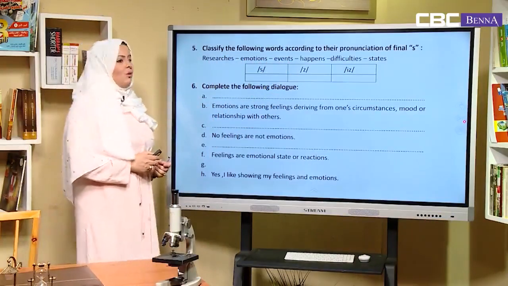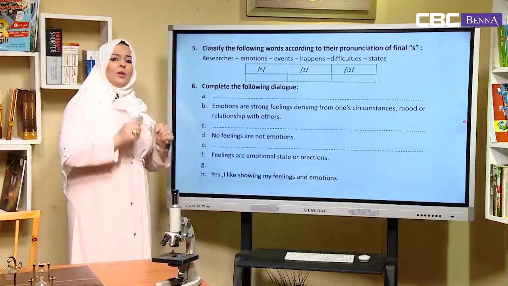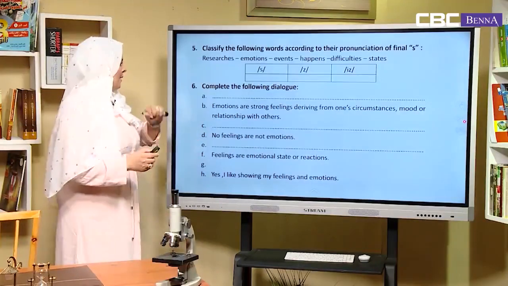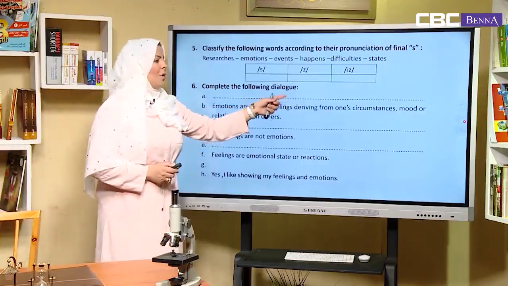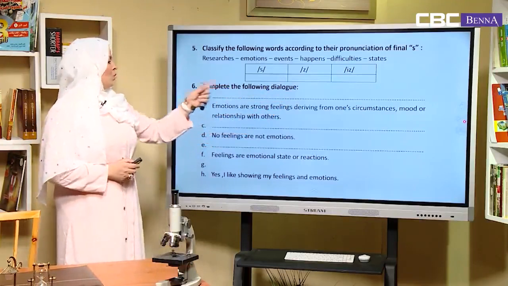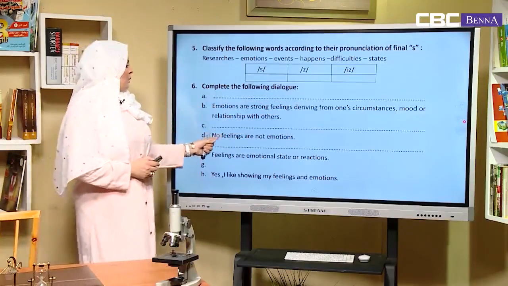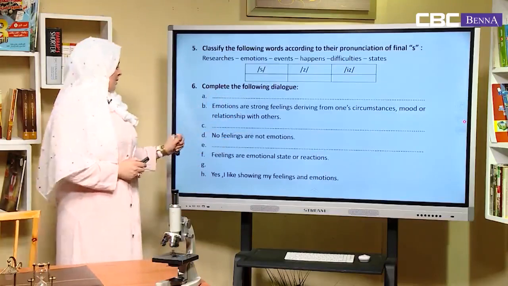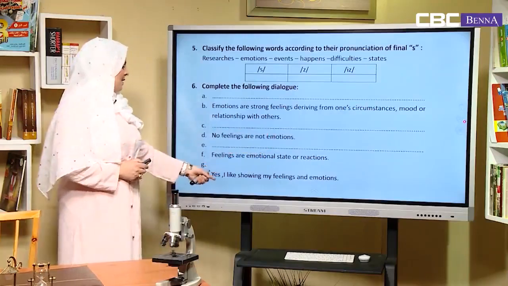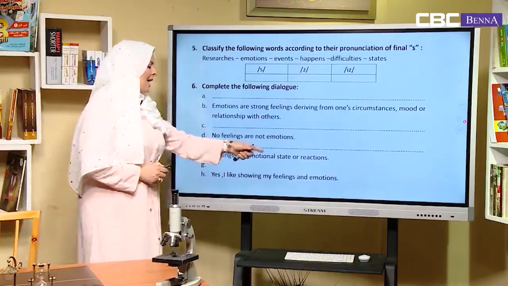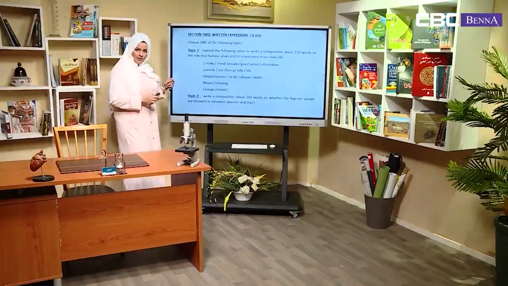And the last activity, which is a dialogue, here they give us B and try to guess A. "Emotions are strong feelings deriving from one's circumstances, mood, or relationship with others." "No, feelings are not emotions. Feelings are emotional states or reactions." "Yes, I like showing my feelings and emotions." So we have finished with the first part.